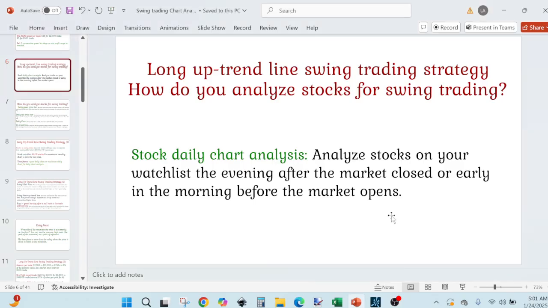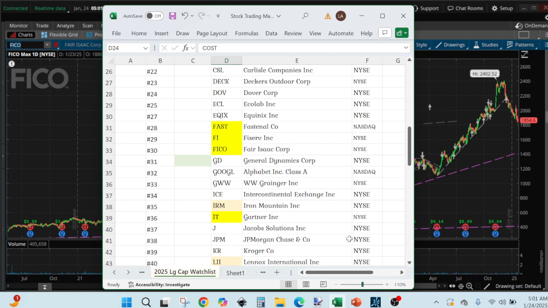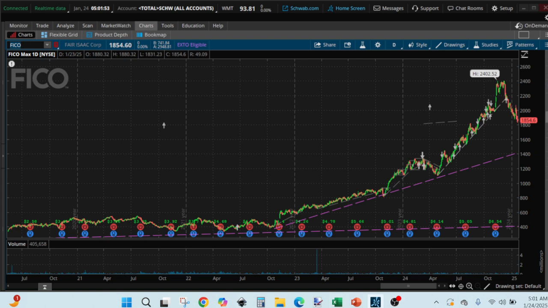Hello, how to analyze stocks for swing trading? If you are using a long uptrend swing trading strategy, at the end of the day when the market closes or early in the morning before the markets open, you can analyze stocks on your watch list. So the next one we are going to analyze is GD.